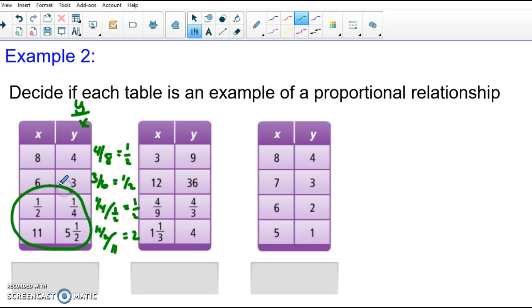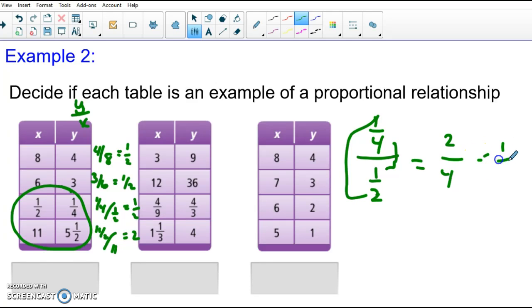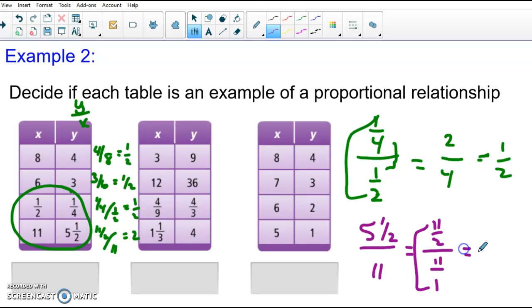If you get stuck down here, remember you can do our extremes over means, which would give you 2 over 4, which simplifies to 1/2. And we could do 5.5 to 11 by making this an improper fraction. So 11 halves over 11 over 1. And then I can do extremes over means, which again simplifies to 1/2. So we would say, yes, absolutely. This table shows a proportional relationship.